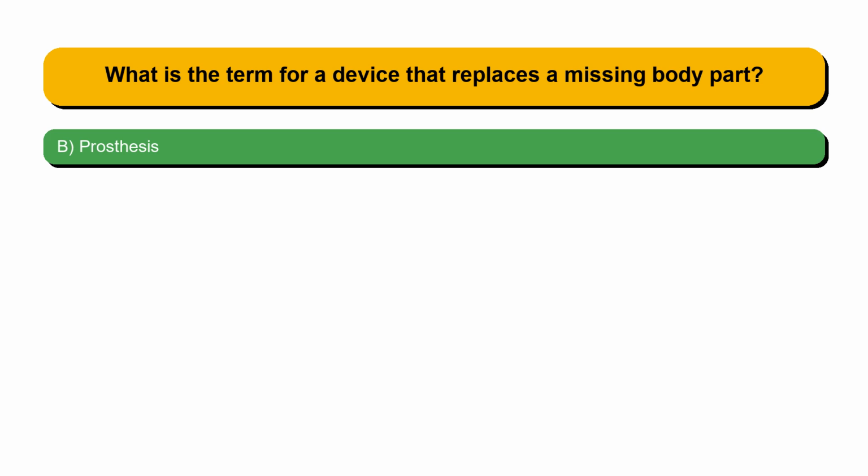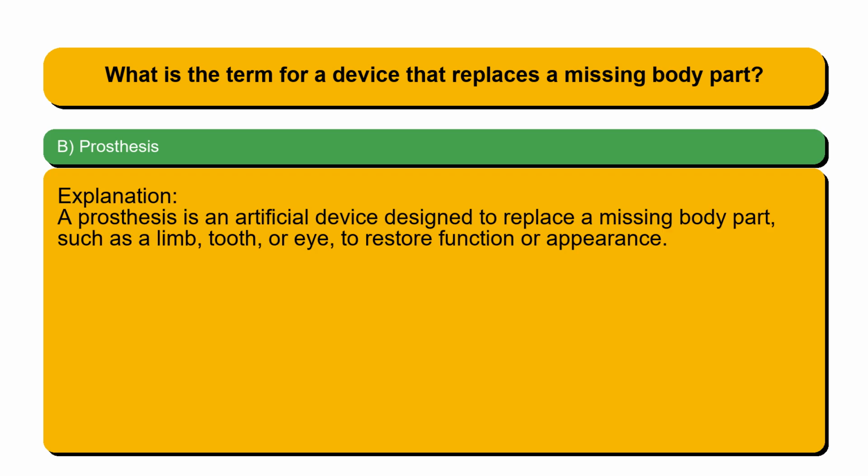The correct answer is option B, prosthesis. A prosthesis is an artificial device designed to replace a missing body part, such as a limb, tooth, or eye, to restore function or appearance.